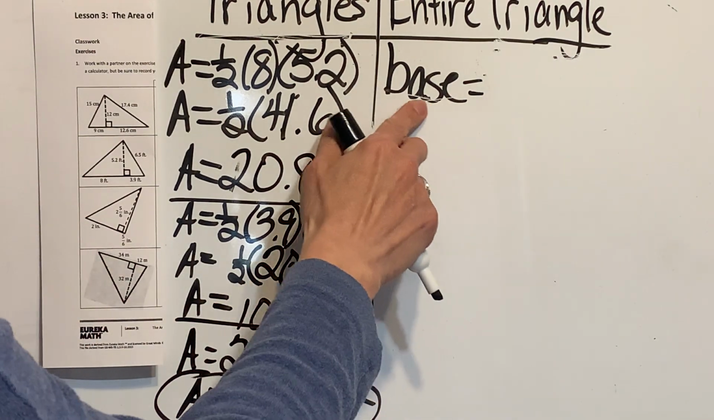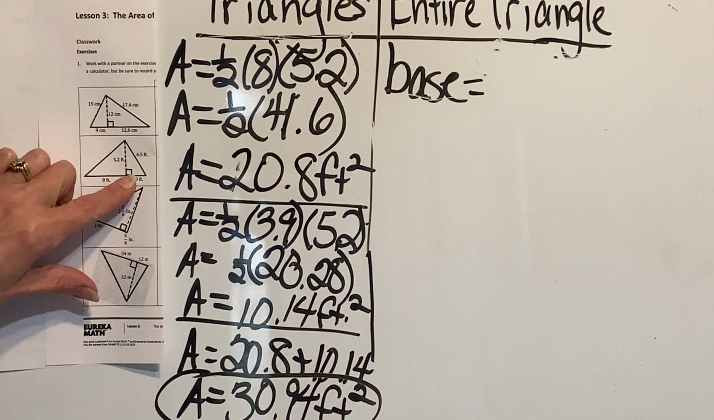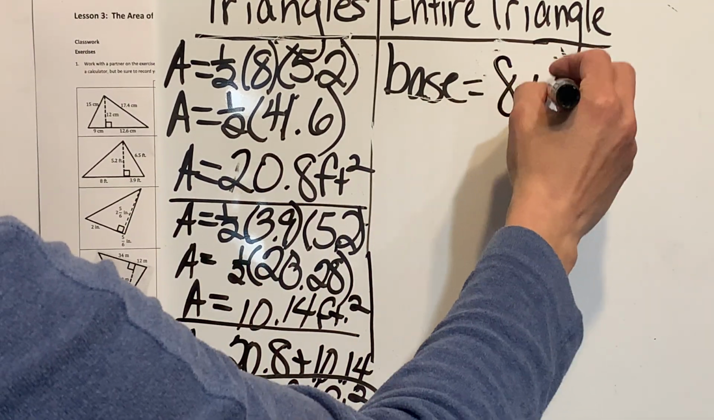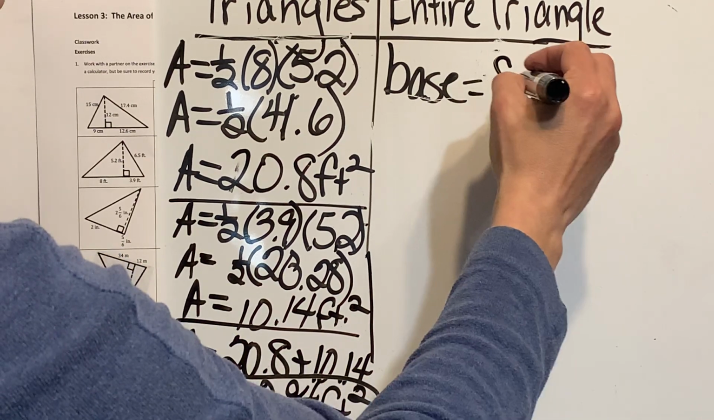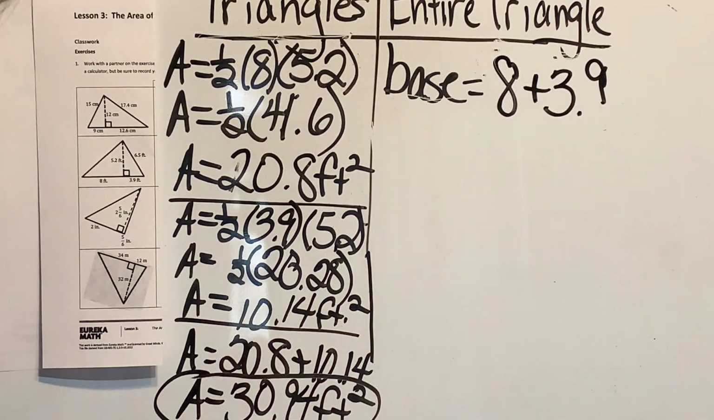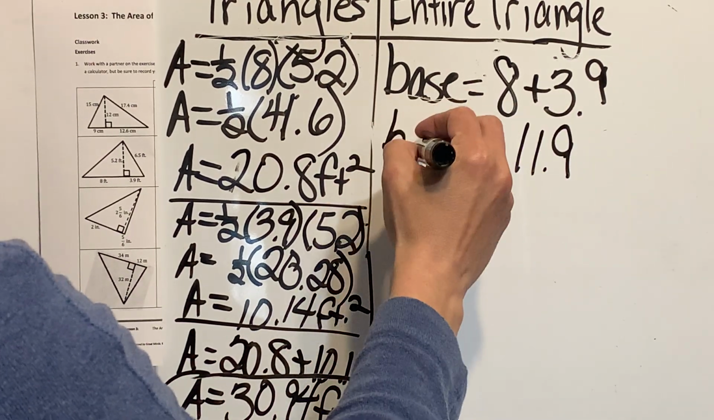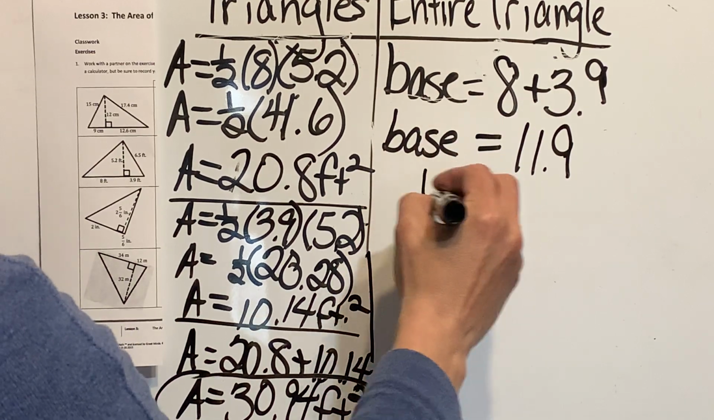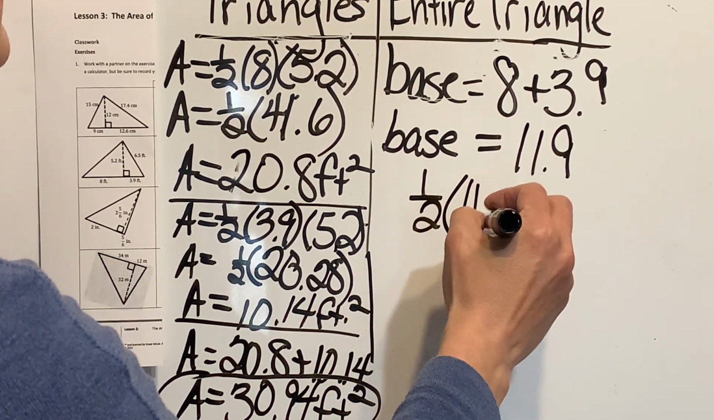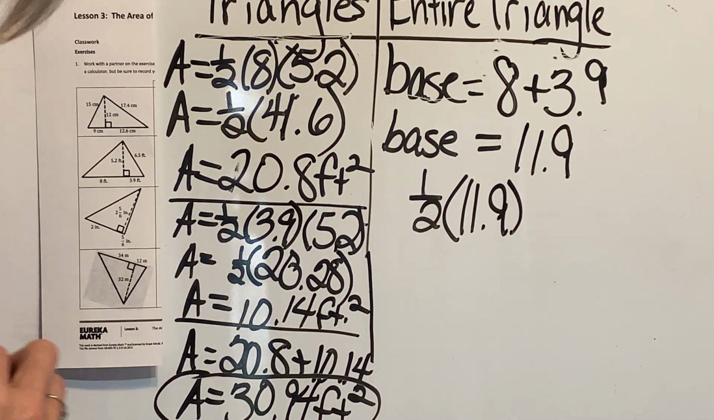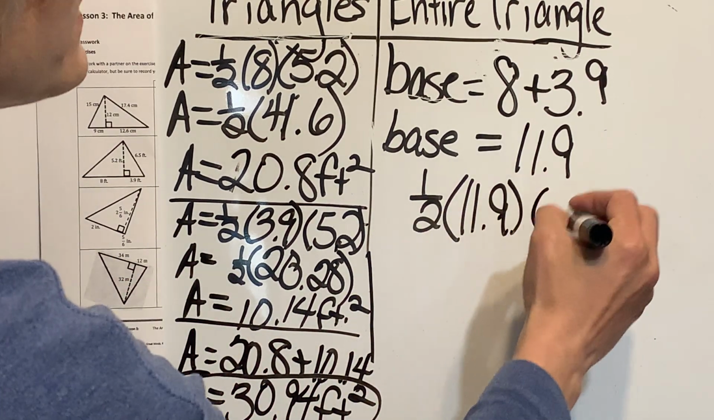doing the entire thing. So we have to figure the base first. So the base here would be 8 plus 3.9, which would give us a base of 11.9. And then we have to do half of the base times the height, which would be 5.2.